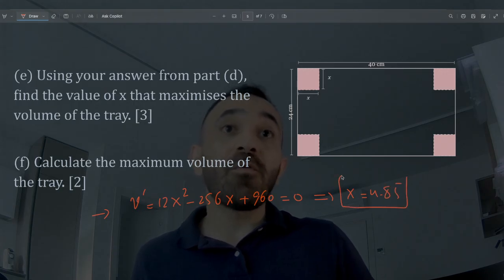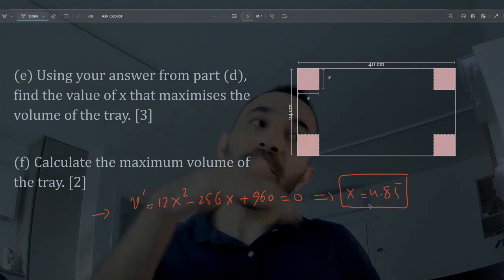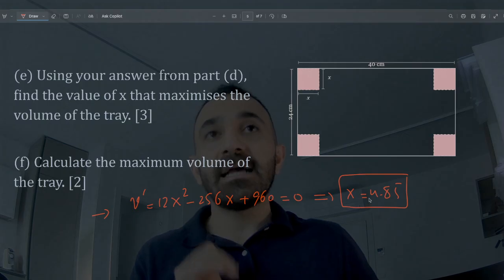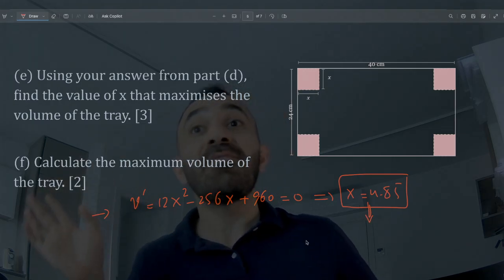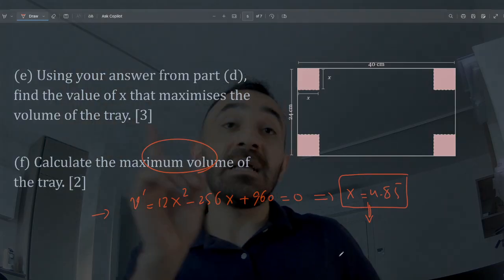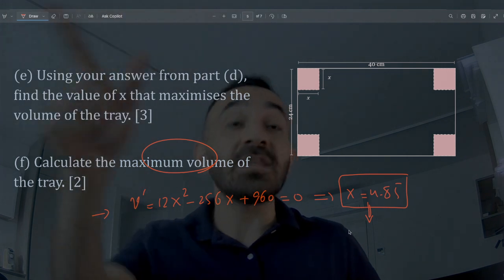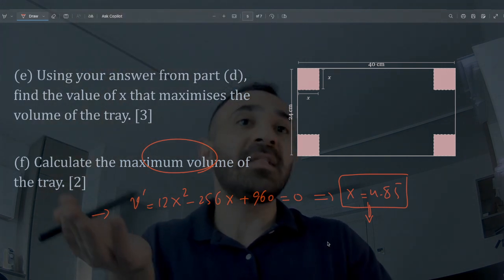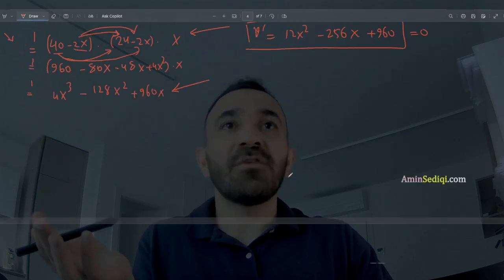For x equals 4.85, you're going to have the maximum possible value of this box. If I ask you to calculate the maximum value, you're going to put this value into the main function. It's a very common mistake. You have to put this into the main function, not the derivative, because if you put it into the derivative, it gives you 0.